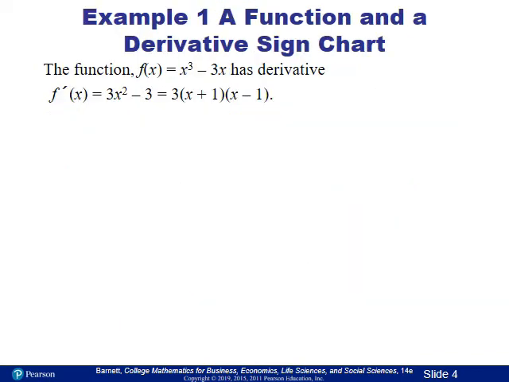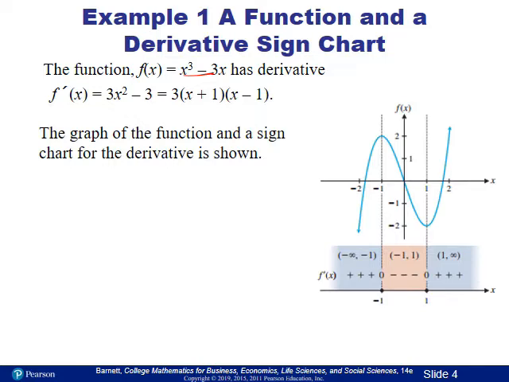Okay, the function f of x equals x cubed minus 3x has a derivative. If I take the derivative of this function, it is 3x squared minus 3, and further we can write it as 3 times (x plus 1) times (x minus 1). If I make the graph of this function, its graph is like this. The graph of the function and the sign chart for the derivative are shown. When the function is increasing, the derivative will be positive.